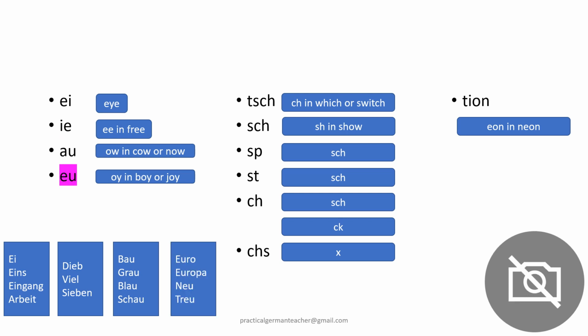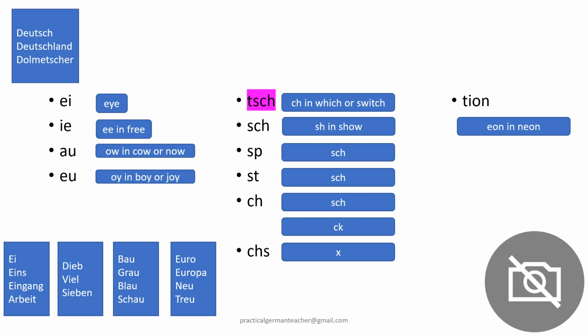Then the combination EU, pronounce it, think of the OI in boy or joy. So examples: Euro, Europa, Neu, Treu. Then the combination TSCH, when you want to pronounce this, think of the ch in words like which or switch. Examples are Deutsch, Deutschland, Dolmetscher.